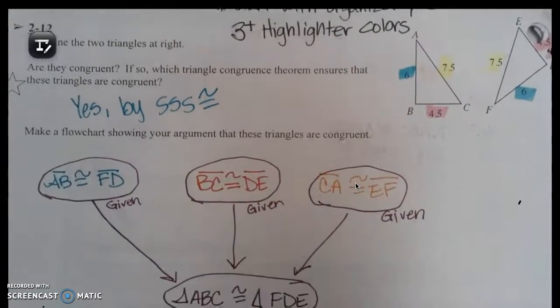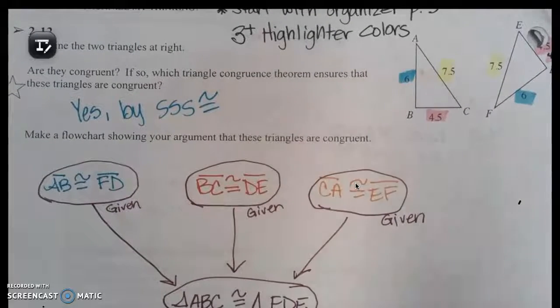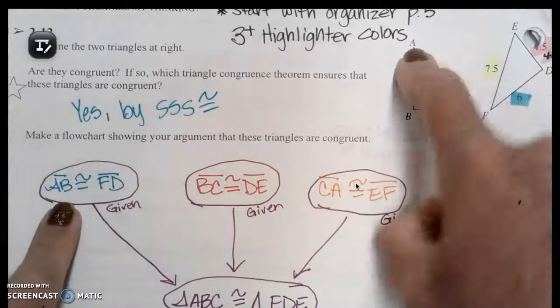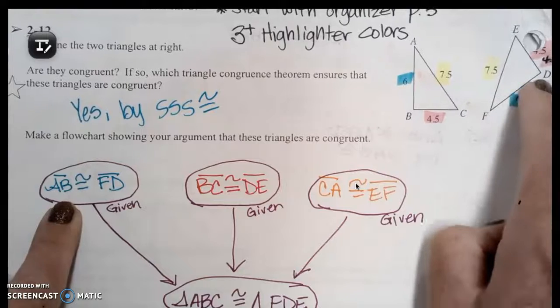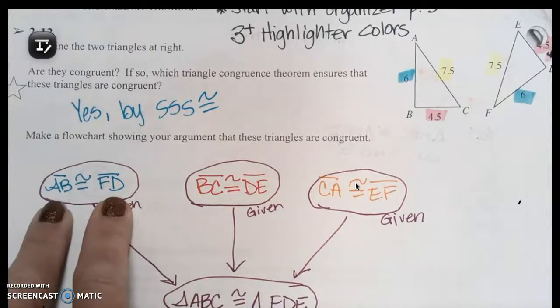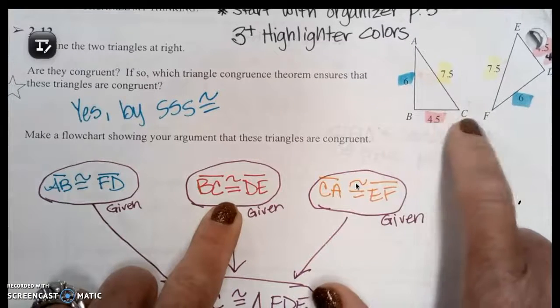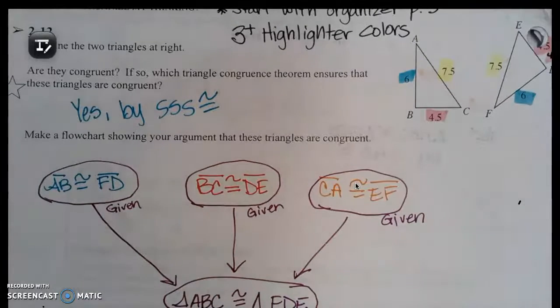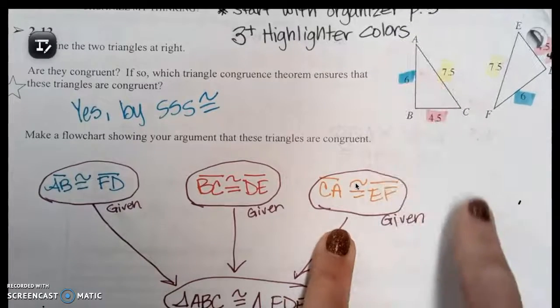Now they're going to ask us to make a flow chart that goes with that congruence. For each of the sides, we're going to name the side. We started with the blues. On the triangle on the left, the blue side was AB. And on the triangle on the right, the blue side was FD. So we say AB is congruent to FD. Then I did the pinks. On the triangle on the left, that side was BC, and on the triangle on the right, that side was DE. Then I didn't have a yellow, so I used orange. So the yellow sides were CA and EF.